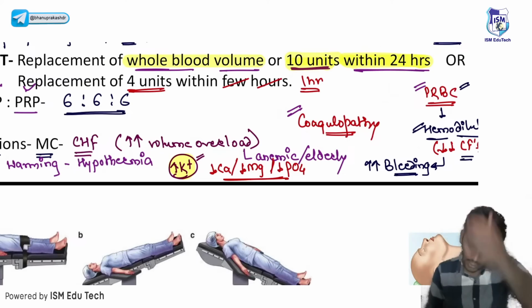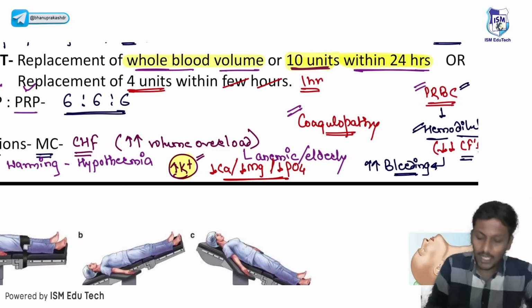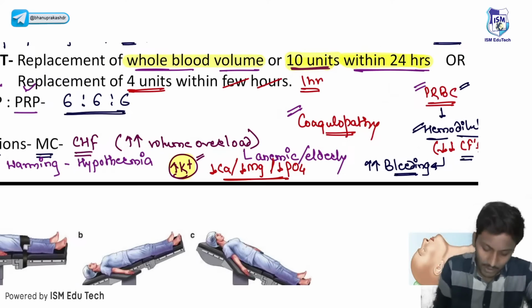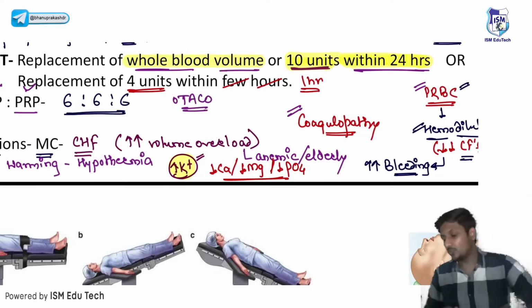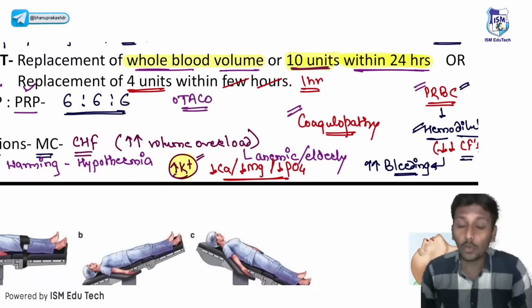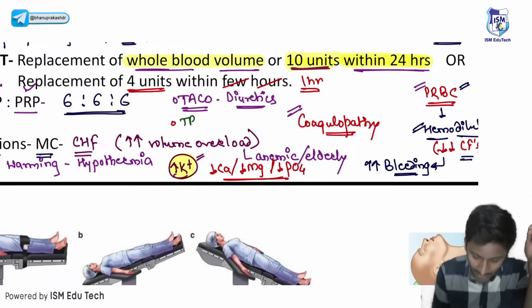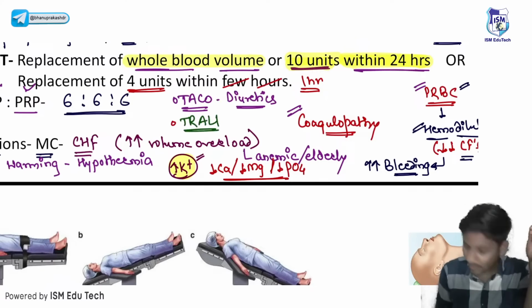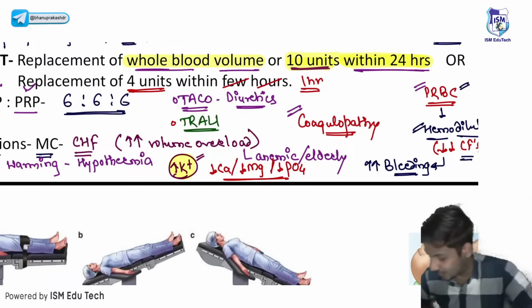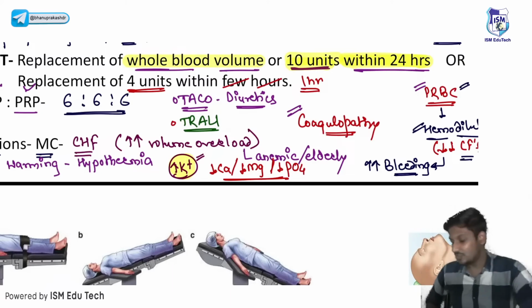TACO, or transfusion-associated circulatory overload, manifests with symptoms such as respiratory distress and elevated blood pressure due to volume overload following transfusions. Treatment typically includes administering diuretics to alleviate excess fluid. TRALI, or transfusion-related acute lung injury, is characterized by respiratory distress and ground glass opacities observed on chest X-rays.